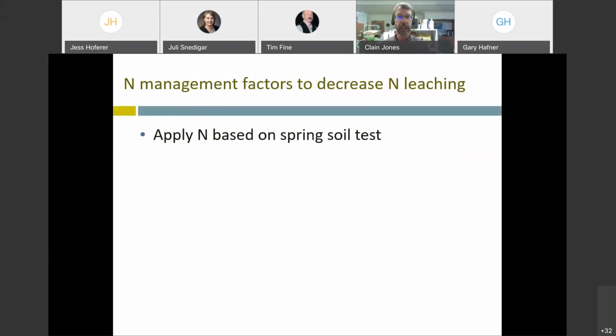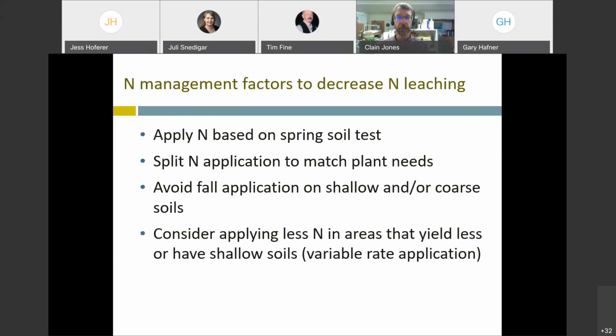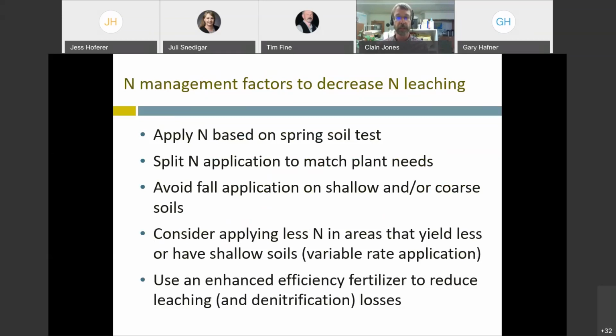Other things that can decrease leaching would be applying nitrogen based on a spring, not a fall, soil test, and splitting the nitrogen application to match plant needs. And if the late spring is dry, simply don't apply that second application. Of course, avoid fall application on shallow or coarse soils. Apply less nitrogen in areas that yield less or have shallow soils, and maybe use an enhanced efficiency fertilizer to reduce leaching losses.